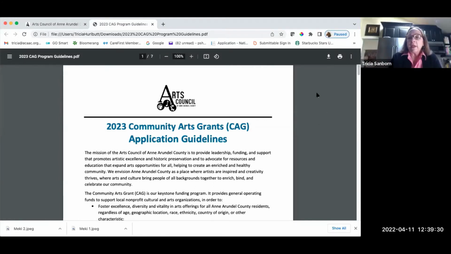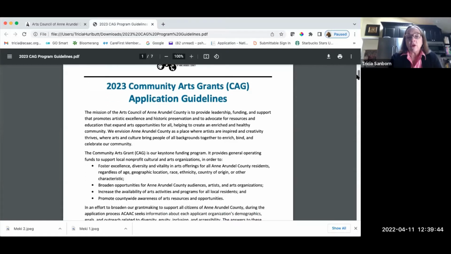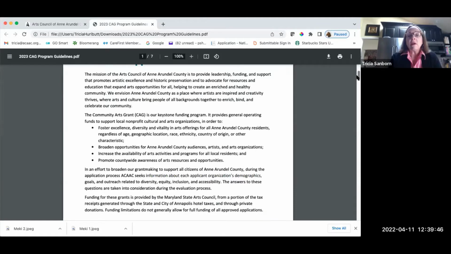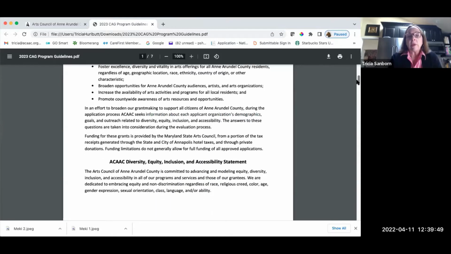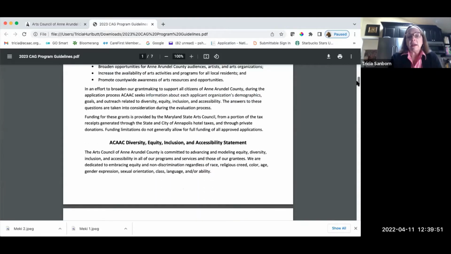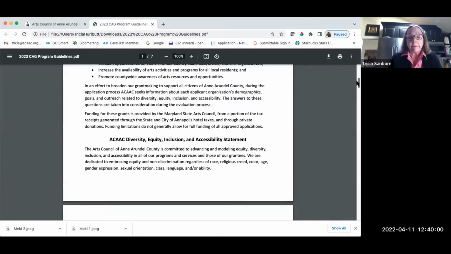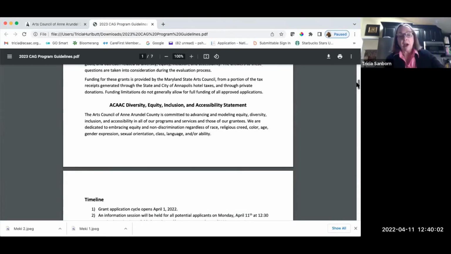Everybody, I don't know if you've had an opportunity to look at the guidelines, but please read them in detail. I'm just going to go over them very quickly and touch on a couple of points that are very important for you. We have an overview at the beginning, the goals of the program, our ACAAC Diversity, Equity, Inclusion, and Accessibility Statement, which we have taken to heart and you'll see reflected throughout the application. Here we have our timeline.